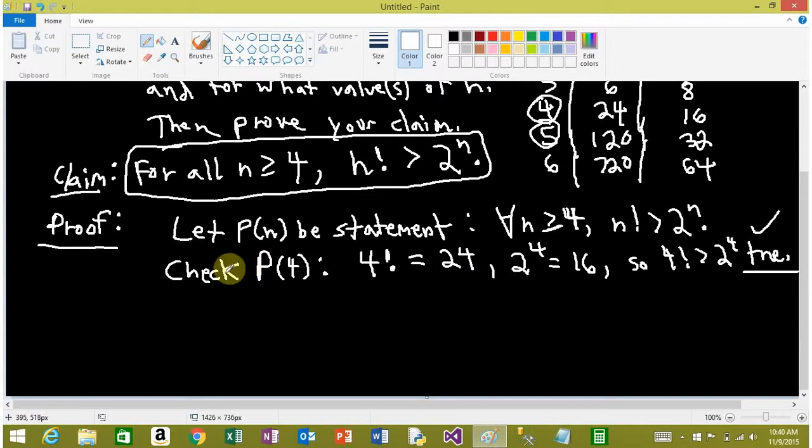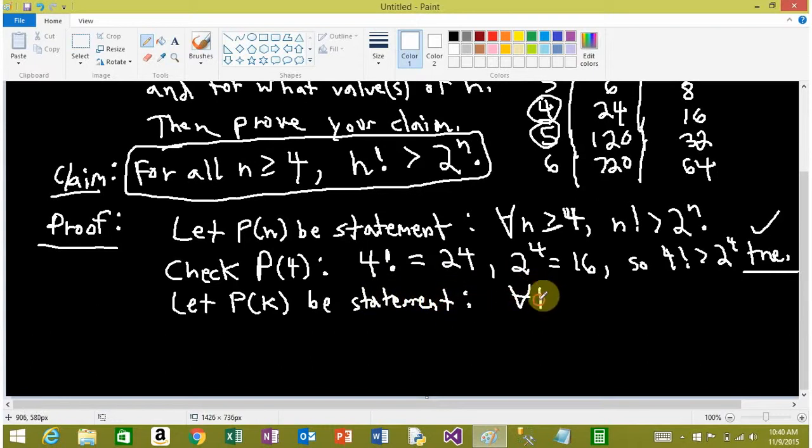Okay, so now we're going to let P of k be the statement. Just restating, kind of like P of n, but replacing it with k. So for all k greater than or equal to 4, k factorial is greater than 2 to the k. So just replacing all the n's with k's. And then we do the induction step: prove P of k plus 1.